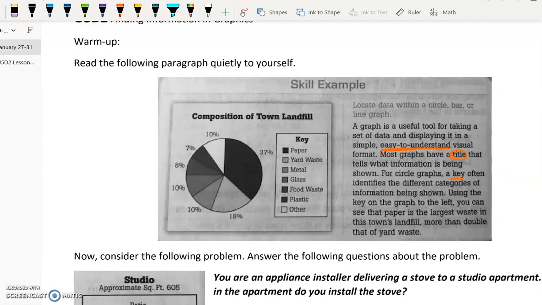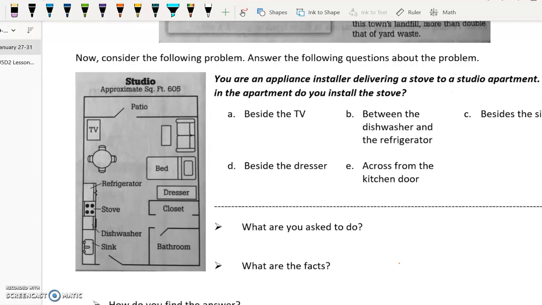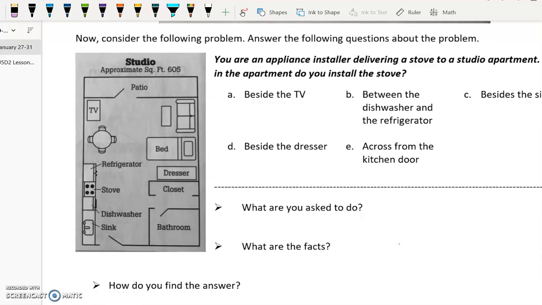Okay? So what we're going to do today is really break down, and I mean really break down, how to read and address and solve a word problem using a visual or graphic of some sort. So looking at this first question here, it says, you are an appliance installer delivering a stove to a studio apartment. Where in the apartment do you install the stove?